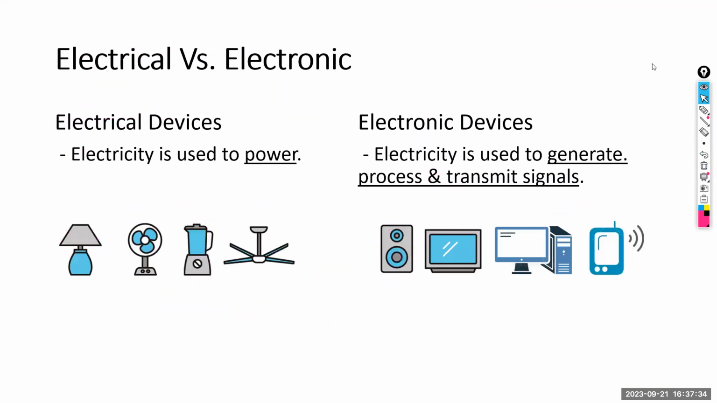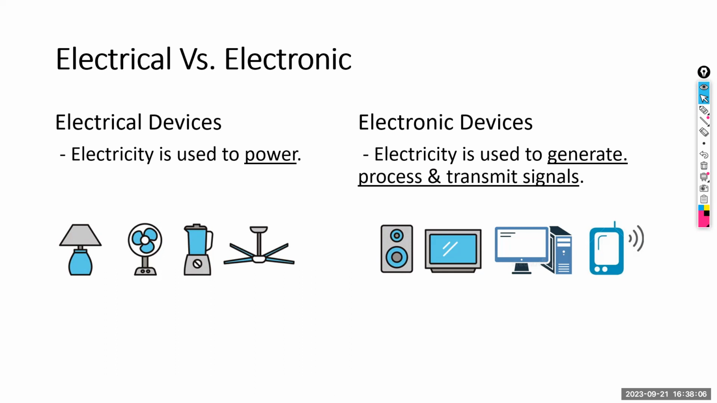Okay. So electrical devices use electricity just for power and convert it to another sort of energy. Whereas electronic devices either generate, process, or transmit signals. Right? Signals or waves. So a computer is not an electrical device. A computer is an electronic device.